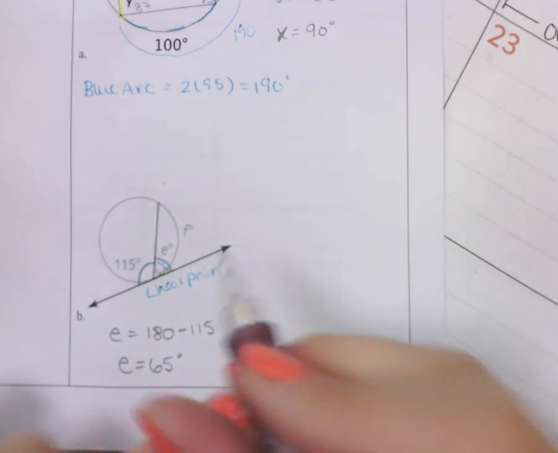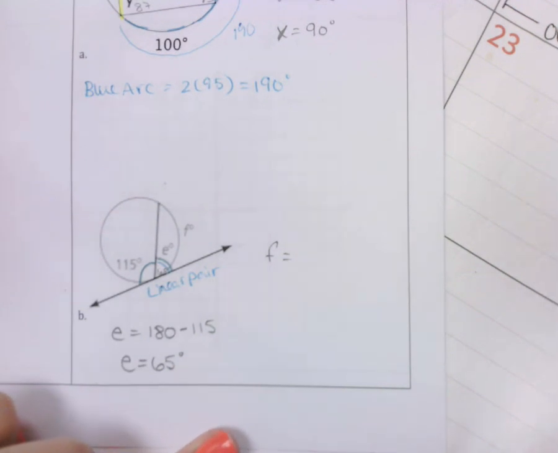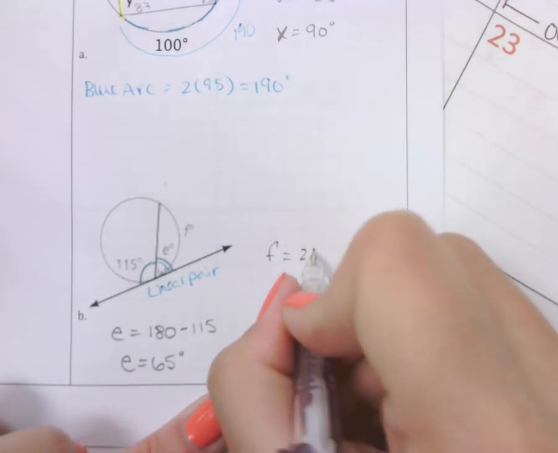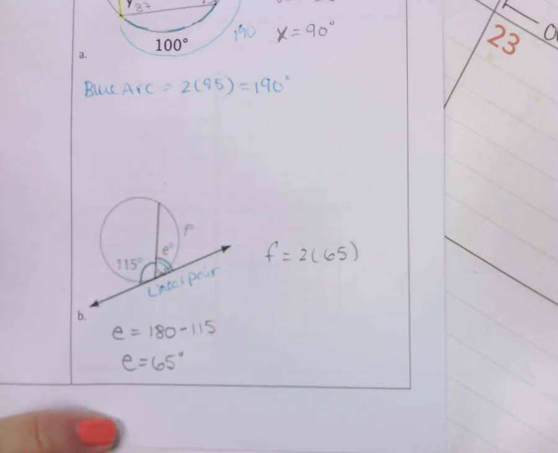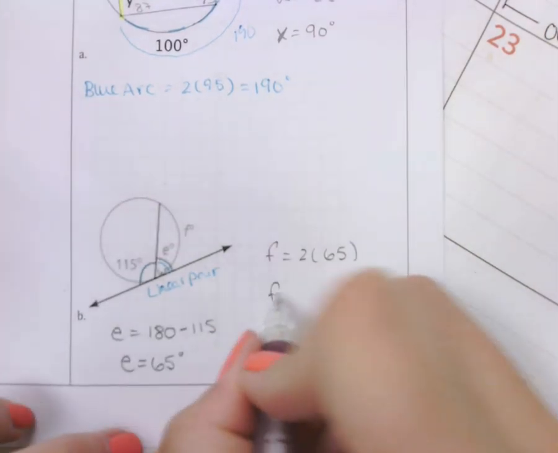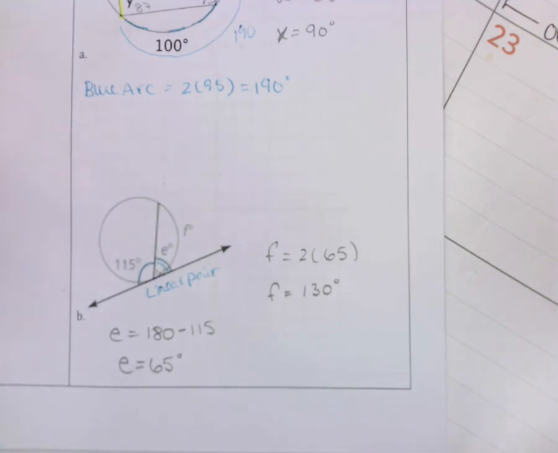Then to find F, since F is the arc, you're going to double the angle to get the arc. So you're doubling 65 to get F. And you get 130. So you have to find the angle and then the arc in this particular example. I like that.